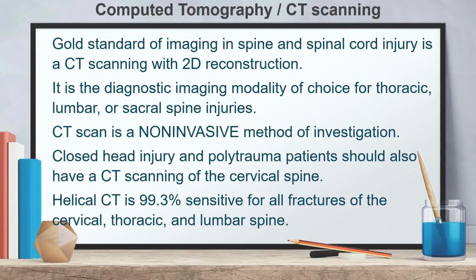The gold standard diagnostic imaging modality in spine and spinal cord injury at present is computed tomography scanning with two-dimensional reconstruction. It has been established as the diagnostic imaging modality of choice in injuries of the thoracic, lumbar, or sacral regions of the spine. A CT scan, either with or without contrast, is considered a non-invasive method of investigation. It is usually obtained as part of the primary workup in the emergency department for suspected or visible injuries on plain radiographs. A patient of closed head injury should also be offered a CT scanning of the cervical spine.